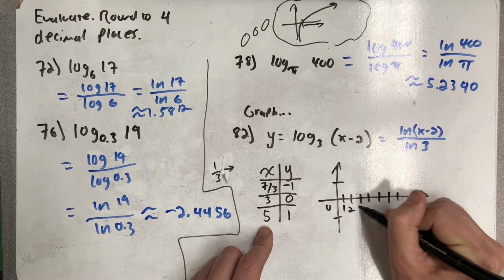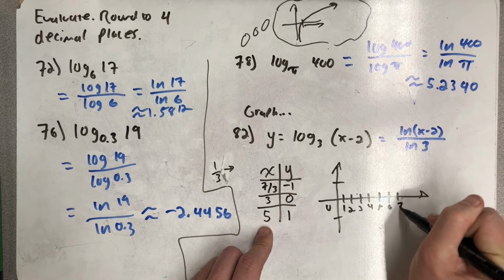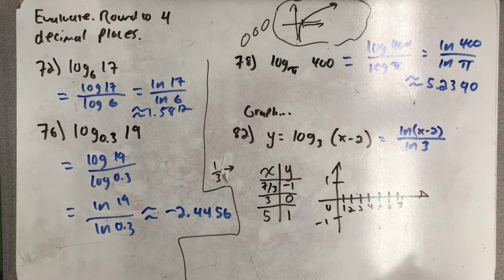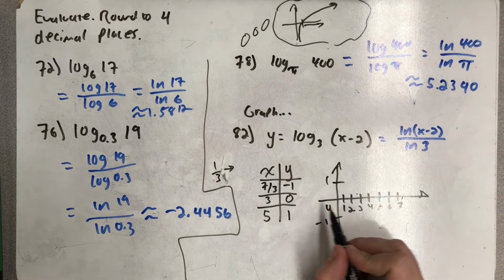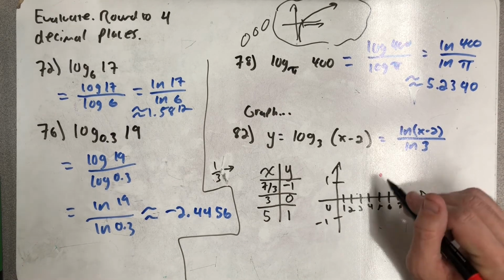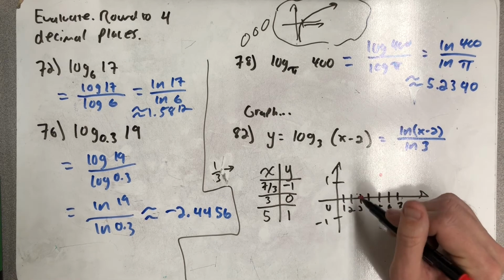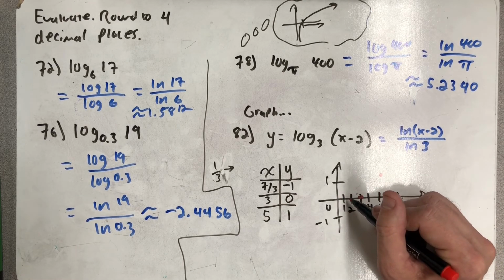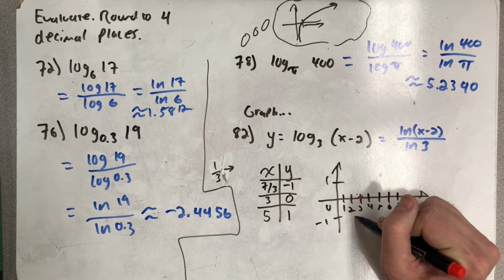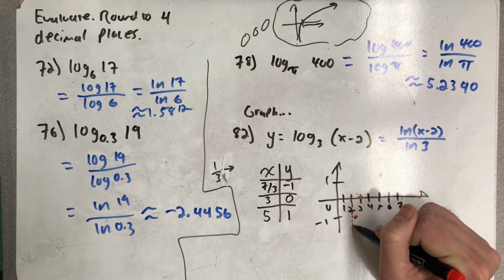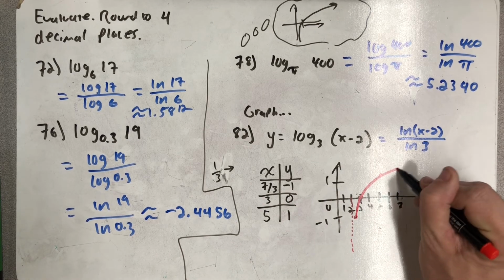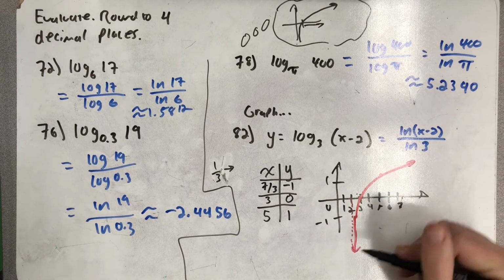All right, minus 1 and positive 1. Let's see what this graph looks like just plotting these 3 points. At 5, I go up to 1. At 3, I'm on the x-axis. And at 7/3, 2 and 1/3, I go down to minus 1. Vertical asymptote is now at 2. And there's my nice, happy logarithmic function.